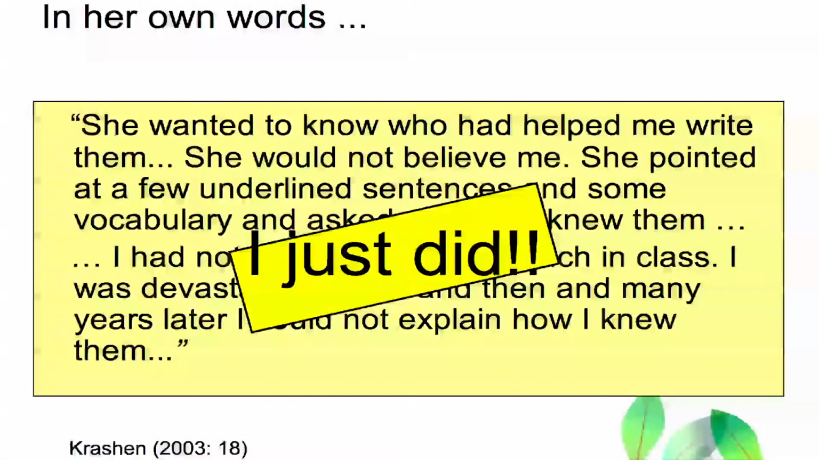The teacher wanted to know who had helped me write them. She would not believe me. She pointed at a few underlined sentences and some vocabulary and asked me how I knew them. I had not even participated much in class, and I was devastated. There and then, and many years later, I could not explain how I knew them. I just did. Exactly like my experience.